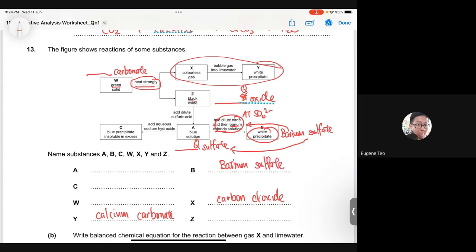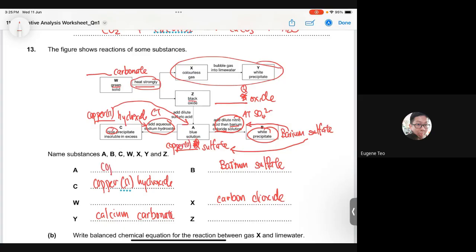I look at this other part here, add aqueous sodium hydroxide, cation test. So I know this was something hydroxide. Precipitate forms, so I know it's copper 2 hydroxide. So copper 2 hydroxide for C. What you realize is that when you look at the cation test, the hydroxide is obviously from the sodium hydroxide here. The copper 2 must have come from A. So instead of writing Q now, I'm going to write copper 2 sulfate. So A is copper 2 sulfate.